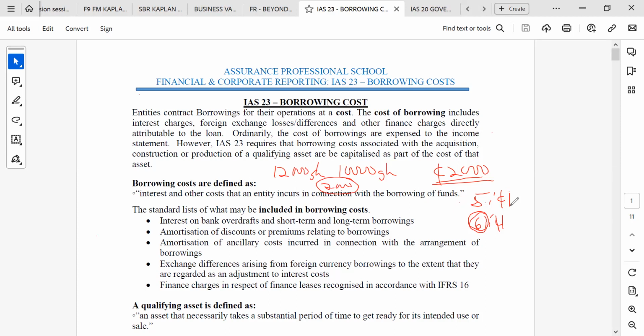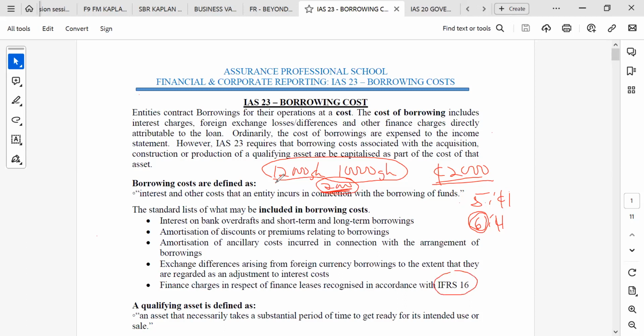But this one, we are taking this particular loan specifically to finance the construction of the asset. So instead of sending this to profit or loss, we add it to the initial cost of the asset, if the asset is a qualifying asset. That's what they mean by the exchange differences. If the loan is taken specifically to finance the construction of the asset, then the difference will be added to the initial cost of the asset. All right, let's look at the last one. Finance charges in respect of finance leases recognized in accordance with IFRS 16.